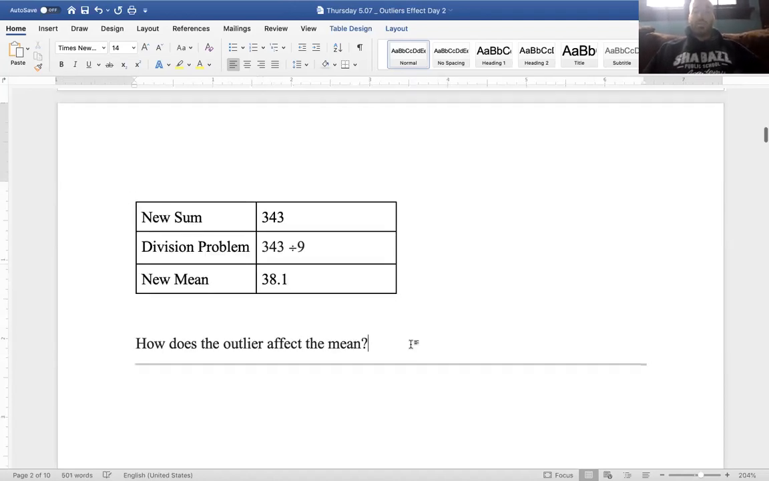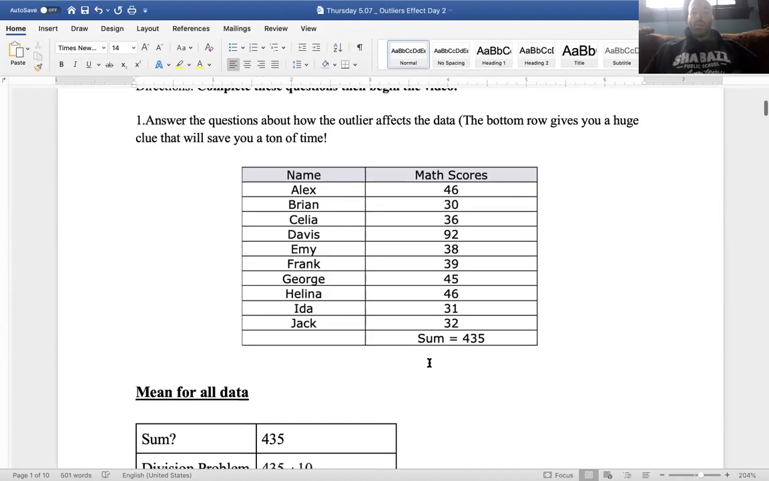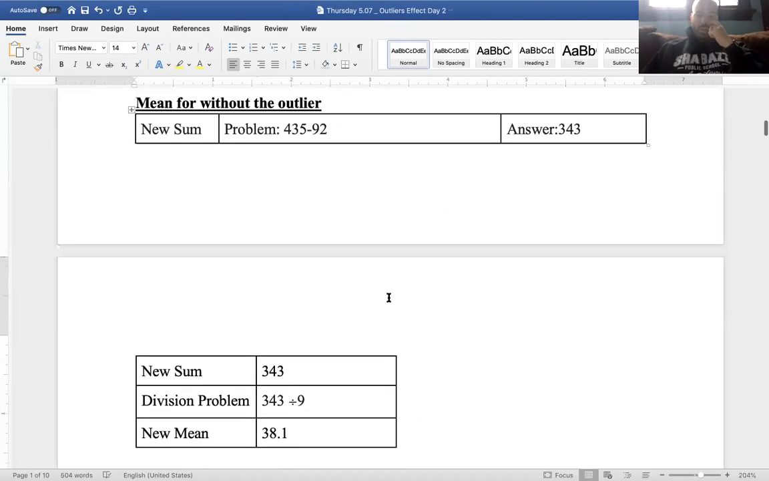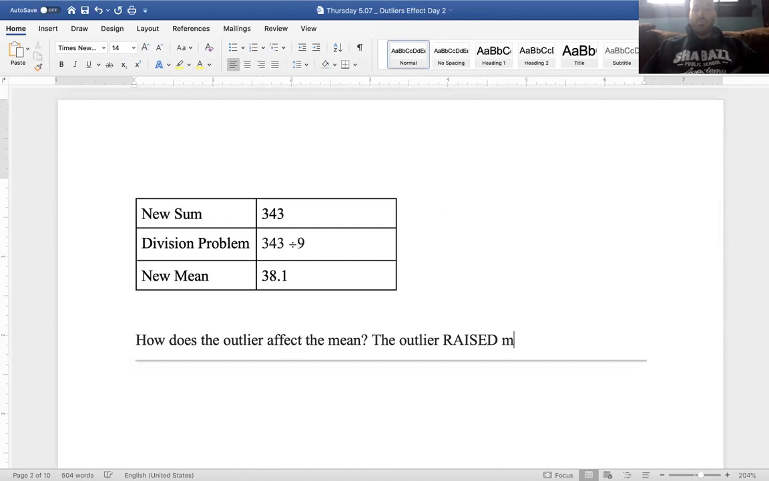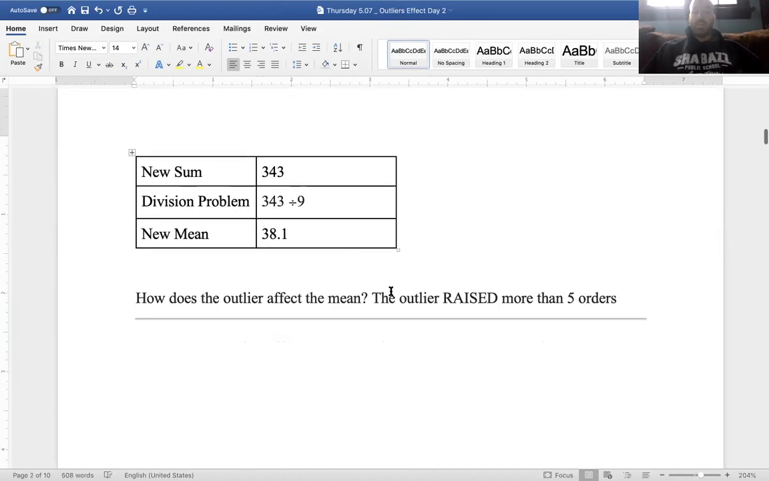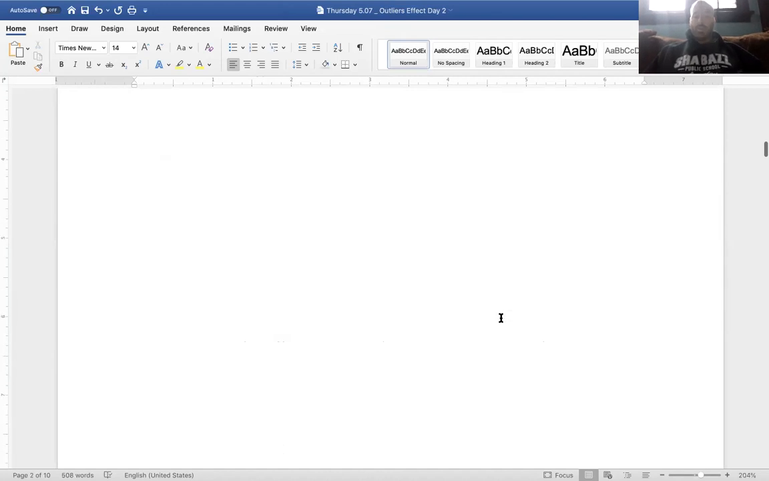How does the outlier affect the mean? The outlier was way bigger, so the outlier raised it. Remember, if it's bigger, it makes it go up. From 38 to 43, you're going up by more than 5. So the outlier raised it by more than 5.